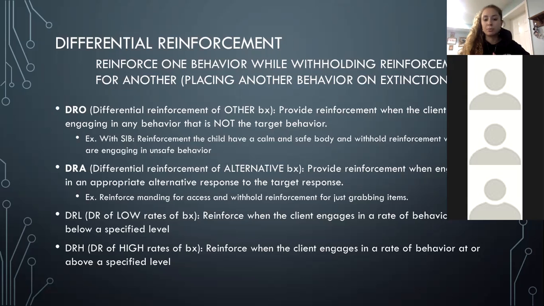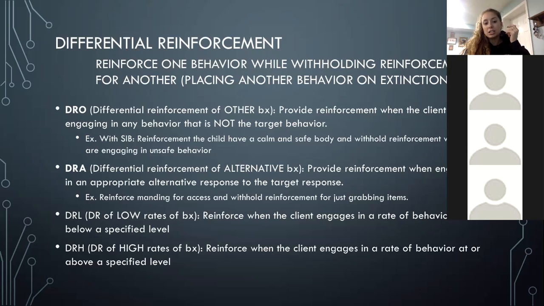A DRL, just really fast, is when you're going to give reinforcement to the client when the client engages in a rate of behavior that's below a specified level. So low rates of behavior, reinforce. Okay? We use these a lot for aggression and stuff. We want those rates of behavior to decrease.